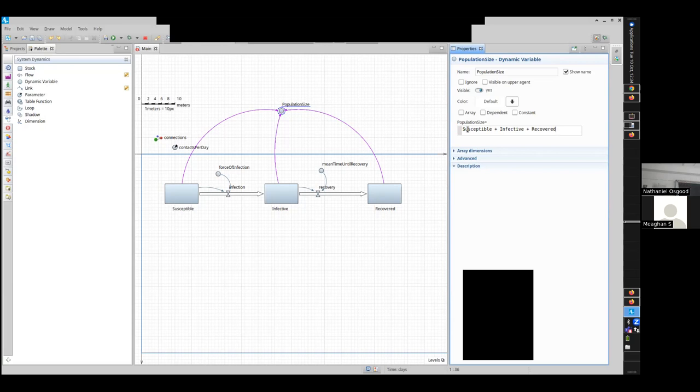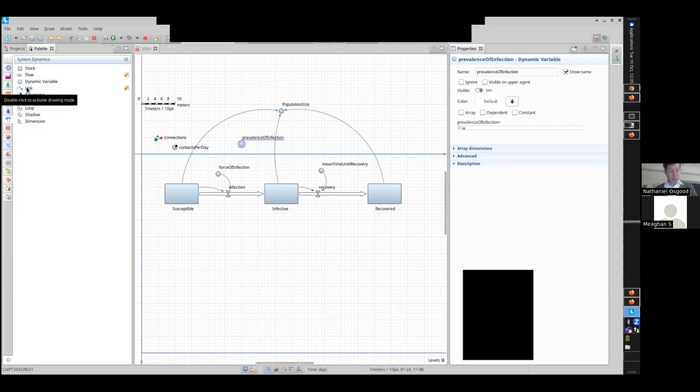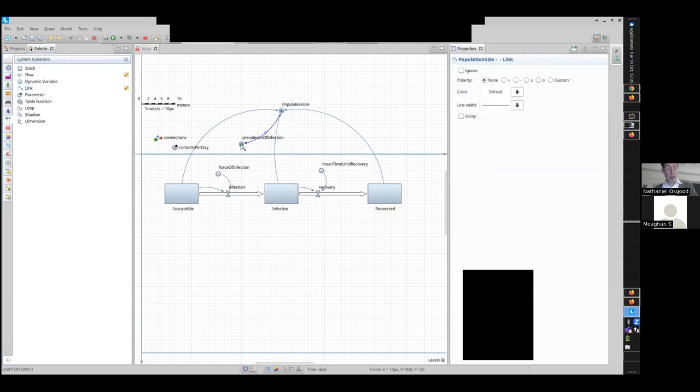So what if we wanted to figure out the fraction of people, the proportion of the population that is infective? How would we do that? Doug said it earlier. I'm going to introduce a term. It's going to be called prevalence of infection. You could call it fractional prevalence, you could call it proportion of infection, but the term of art is prevalence. And you'll sometimes hear me say it, and I might as well get you used to it.